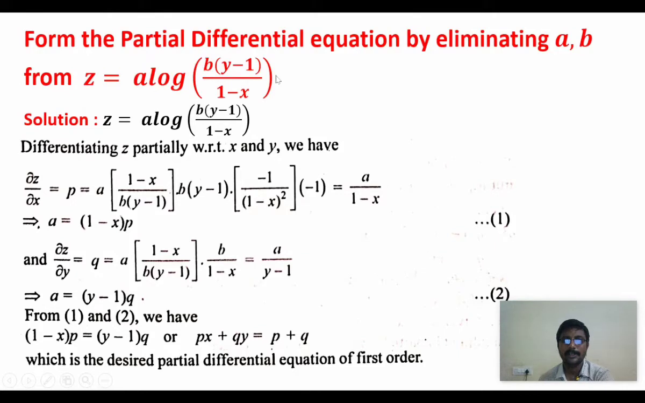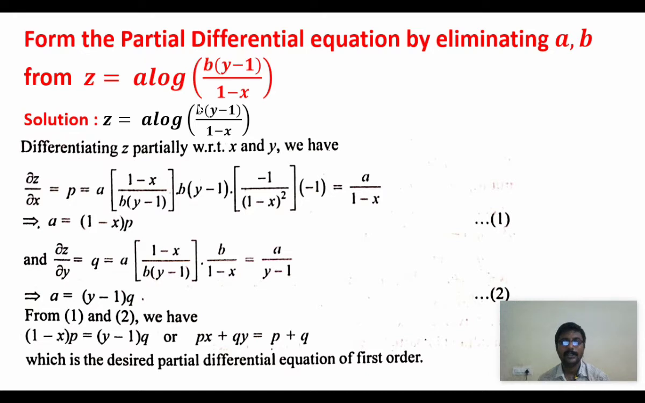Form the partial differential equation by eliminating a and b from z = a log((b(y-1))/(1-x)). Given the equation, we have to eliminate the arbitrary constants a and b. For this, we have to differentiate equation 1 partially with respect to x and y. So ∂z/∂x is p, a is a constant, the derivative of log((b(y-1))/(1-x)) is 1/((b(y-1))/(1-x)). So clearly the fraction is reversed here, that is (1-x)/(b(y-1)).